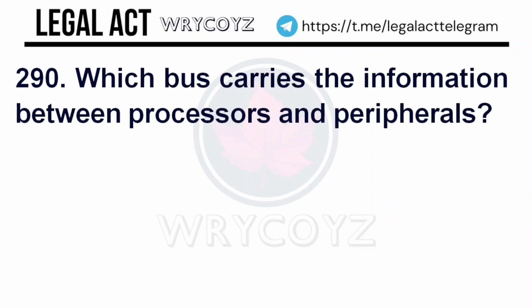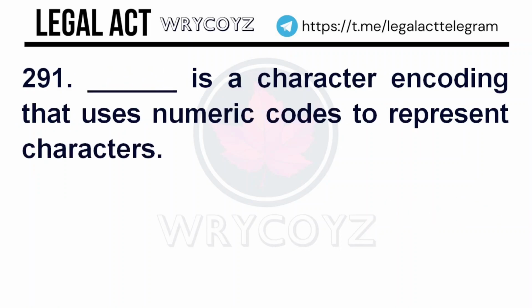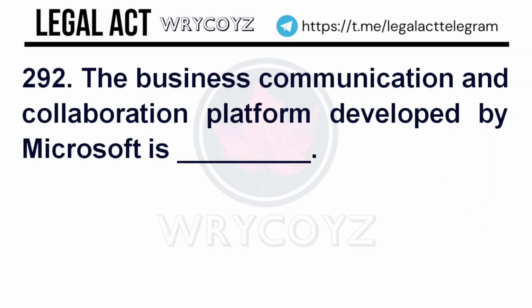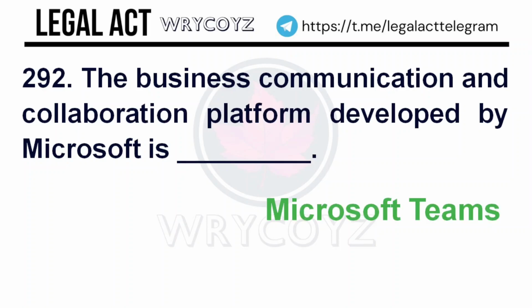290. Which bus carries the information between processors and peripherals? The answer is data bus. 291. Dash is a character encoding that uses numeric codes to represent characters. The answer is ASCII. 292. The business communication and collaboration platform developed by Microsoft is dash. The answer is Microsoft Teams.